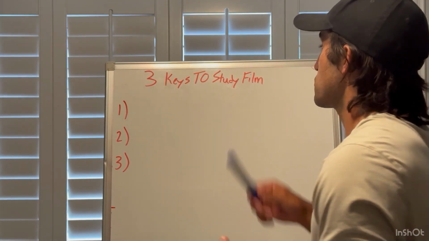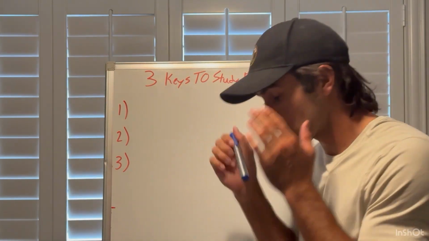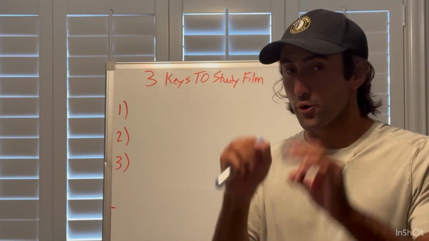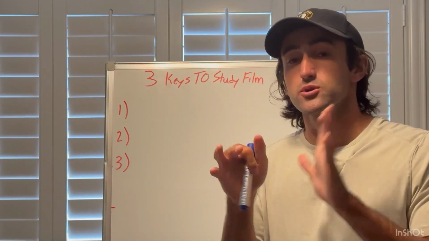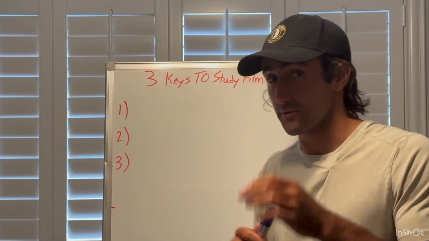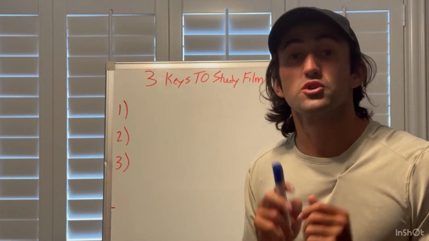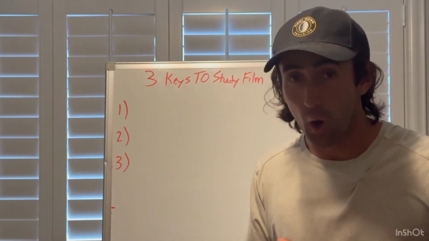So this question is going to be, what do you think are 3 key things that you should look for when studying an opponent on film? What are 3 key things? Again, there's maybe no perfect right or wrong answer to this, but there are 3 things that I'm looking for. So again, you can pause the video and think about your answer. What are 3 keys to studying film correctly? Go ahead and pause the video.